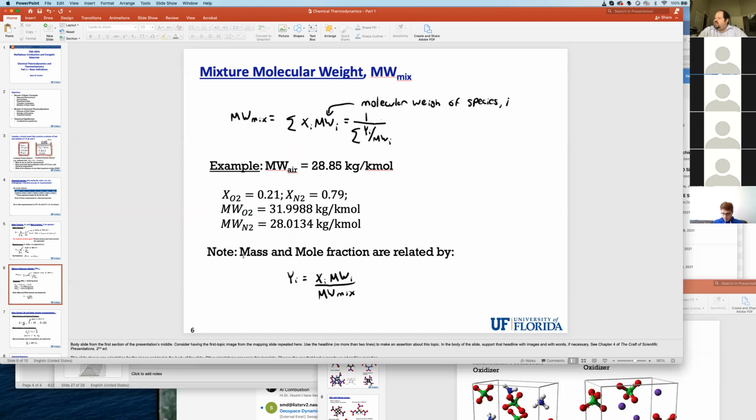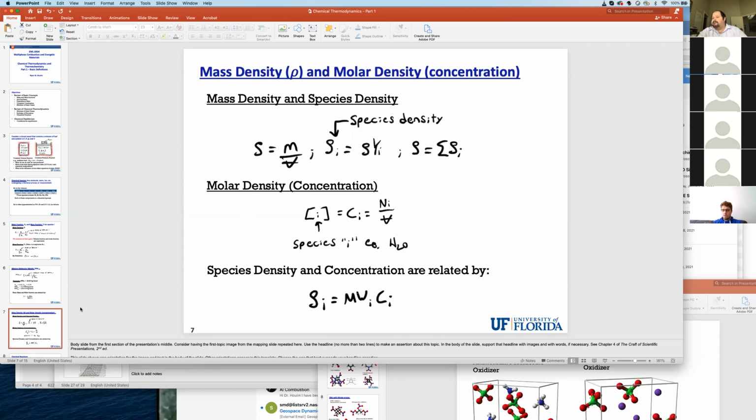And note, if you know mass fraction or mole fraction and you want to compute the other, mass and mole fraction are related by this expression here. So now that we know the mean molecular weight of air, or of the mixture of the oxygen and the nitrogen molecules, and we know the mole fractions, you could use this equation to compute the mass fractions. Okay. So those are pretty common things, and we'll be using those all the time.